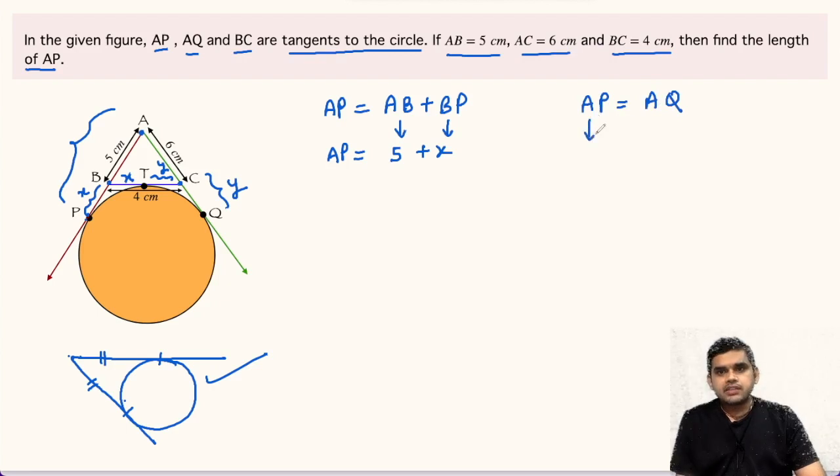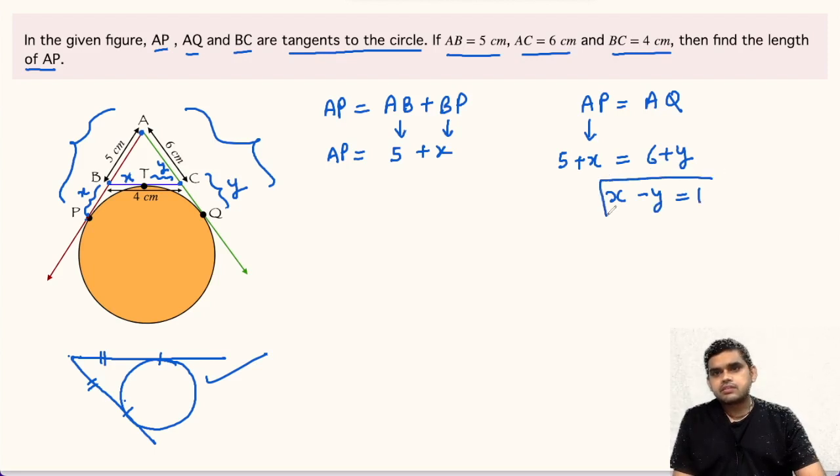AP we just found, it is 5 plus x. And what will be AQ? This distance AQ will be 6 plus y. So from here we can get a relationship between x and y. We will get x minus y equals 6 minus 5, that is 1. So this is the relationship between x and y. Let us name it as the first equation.